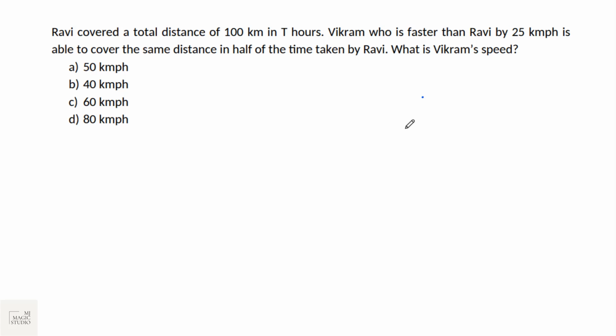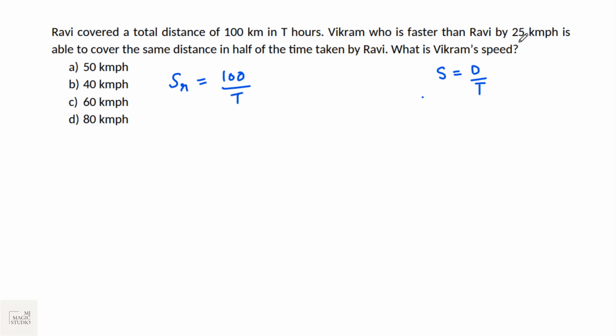So first one on the screen, you know the drill. Pause, try to solve it yourself and then look out for the solution. Ravi covered a distance of 100 kilometers in T hours. Formula for speed is distance by time. Then speed of Ravi is 100 by T.